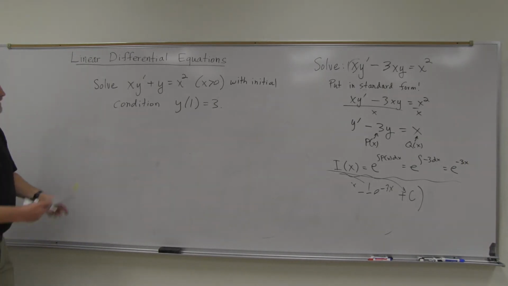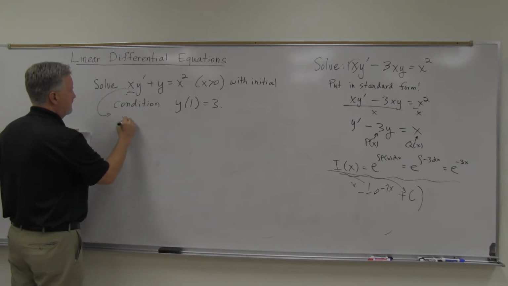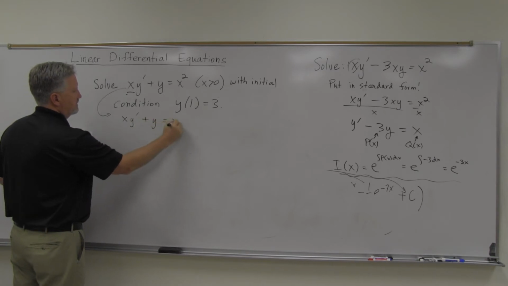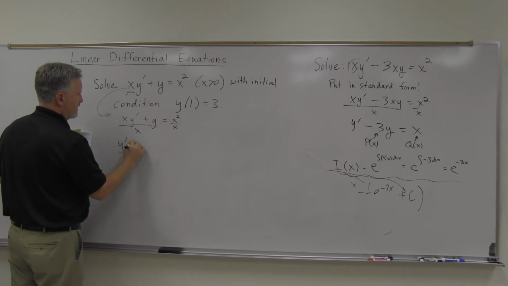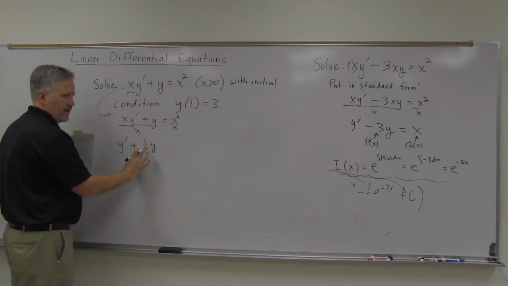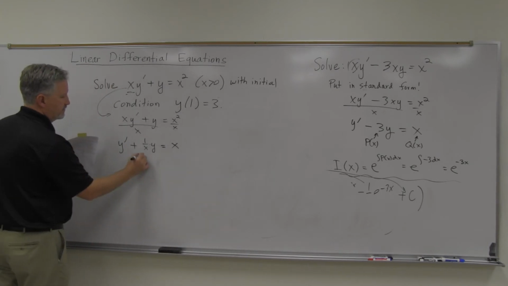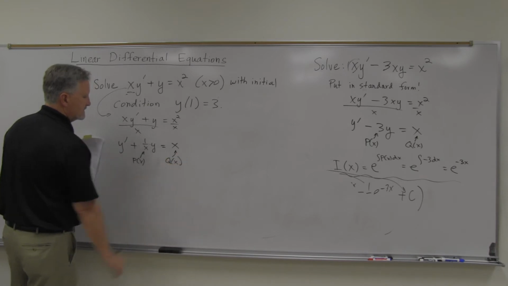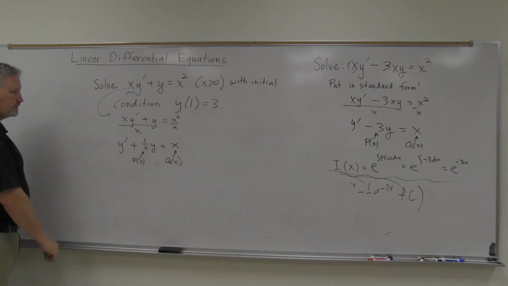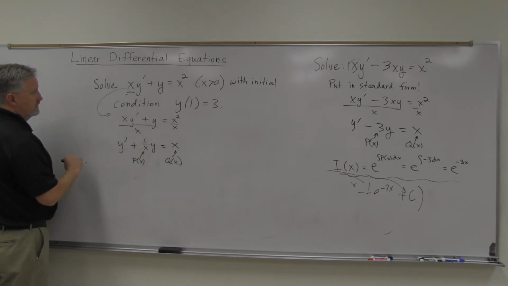All right, so let's see what we get ourselves into. So again, not in standard form because we got that x in front. So let's divide through by x again. So it'll give me y prime plus y over x, but let's write that as 1 over x times y, because that 1 over x will be our p of x. Equals x again. That'll be our q of x. So this is our p of x, and that's our q of x. All right. So it is a linear differential equation.